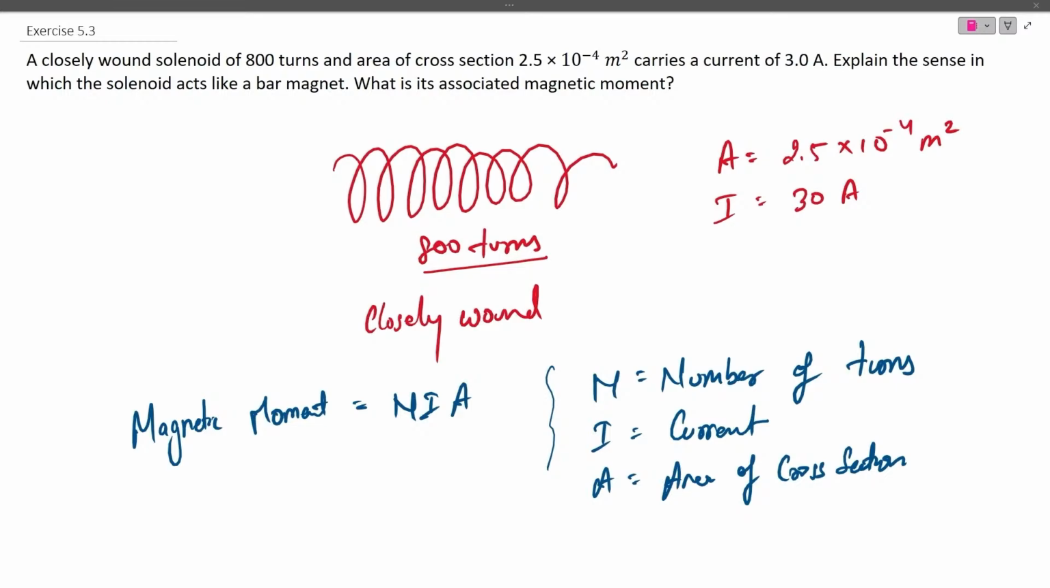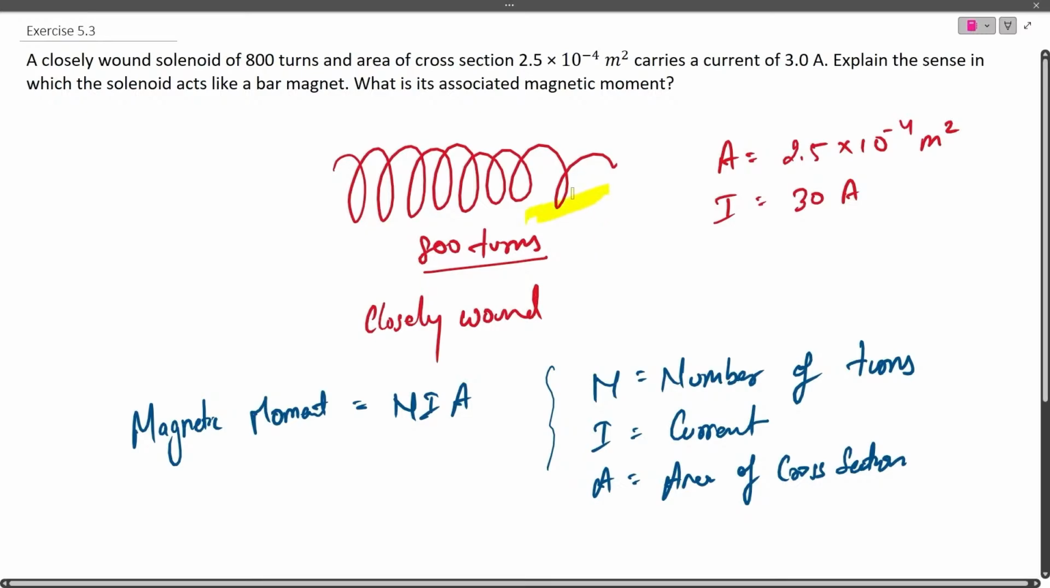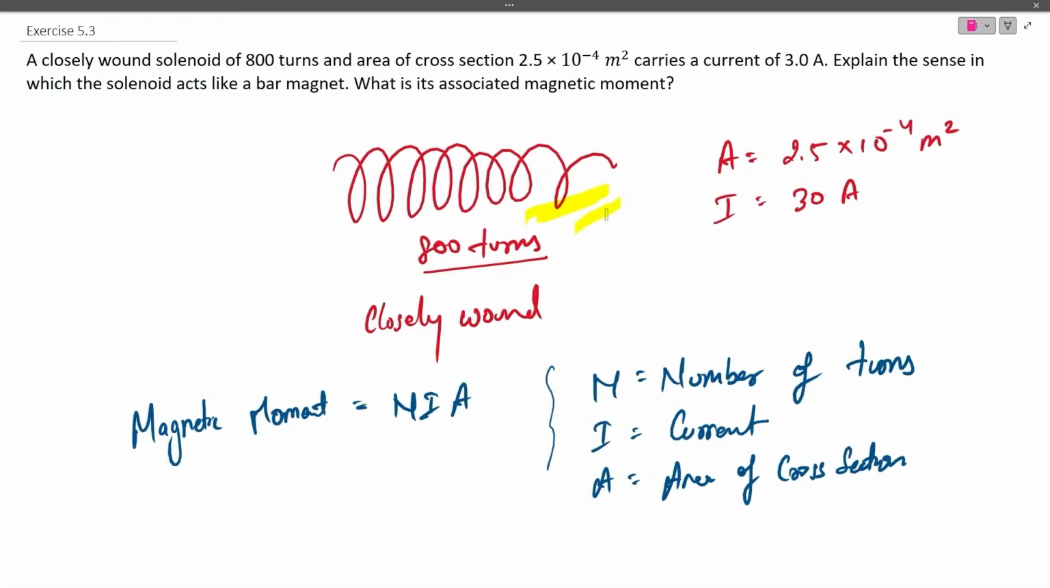Now let's first understand what a solenoid is. A solenoid is a coil of wire designed to create a magnetic field when an electric current passes through it. The magnetic field inside the solenoid is uniform and resembles the field of a bar magnet. The resemblance occurs due to the alignment of magnetic field lines creating clear north and south pole. Now how does the solenoid mimic a bar magnet?